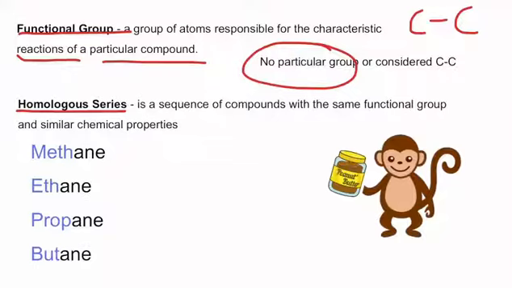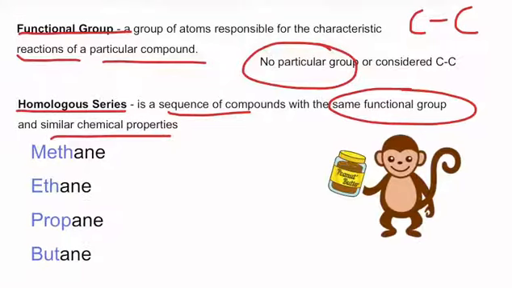Next, homologous series is a sequence of compounds which have the same functional group and similar chemical properties. So in our case, the homologous series is the alkanes. We know that they all have this functional group, and they will all have similar chemical properties, which means that they behave in reactions in the same way as well.